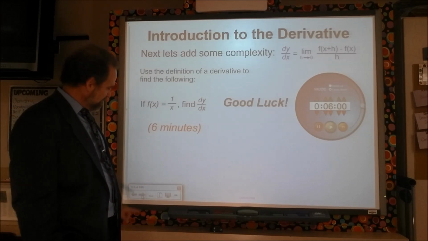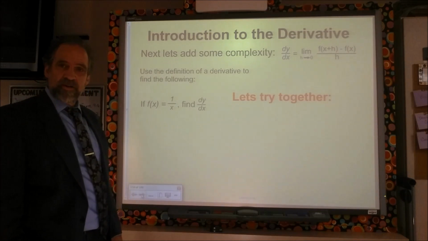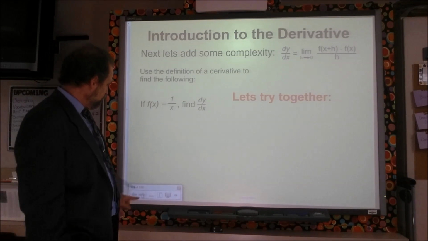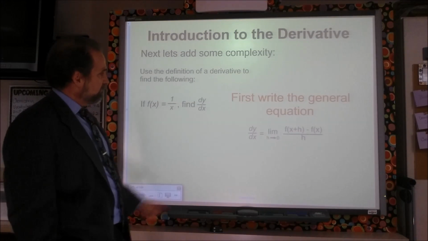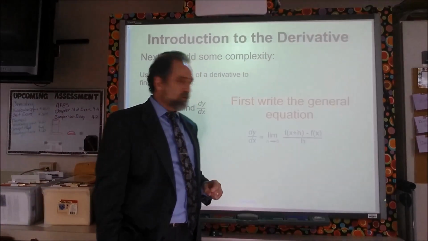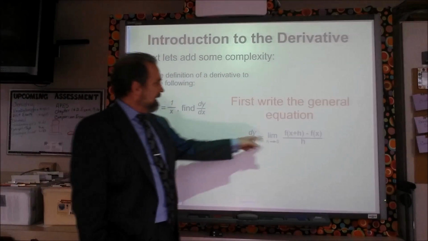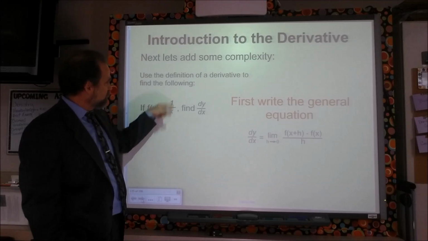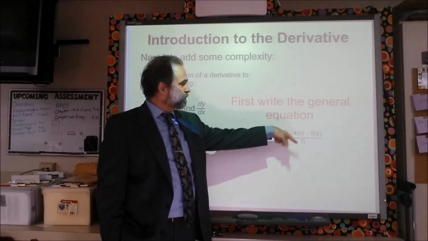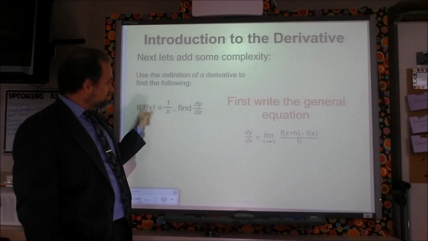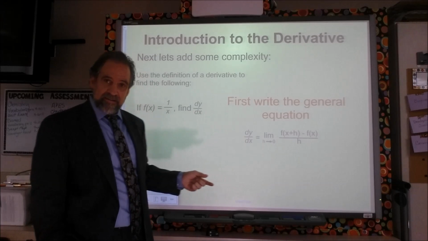Okay, welcome back. Let's see if what you did is what we did. All right, so again, I'm going to write the equation, and h is 0 is undefined. What is f of x? F of x is 1 over x. So what is f of x plus h? It's 1 over x plus h, right?